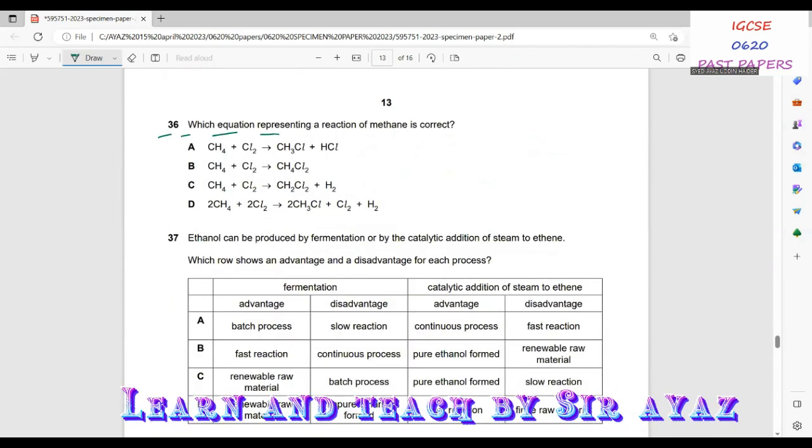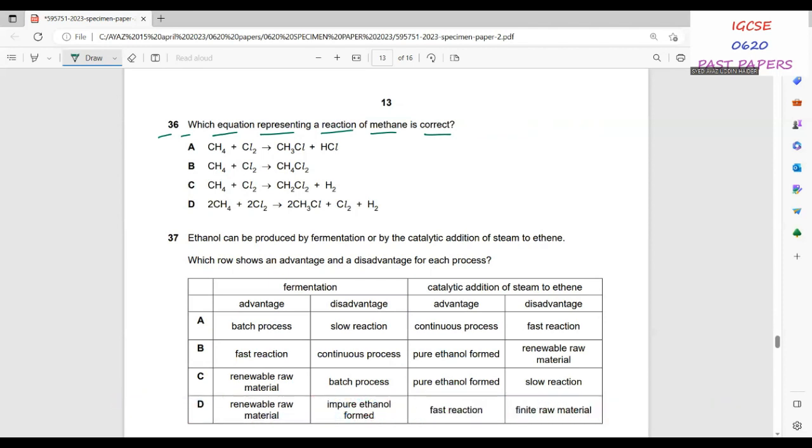36. Which equation representing a reaction of methane is correct? So these are the reactions of methane with Cl2. Remember, this reaction takes place in the presence of ultraviolet light and it's a substitution reaction, in which hydrogen is substituted by chlorine in each step. So let's see all the reactions. A, CH4 plus Cl2 gives CH3Cl plus HCl. This looks correct to me.